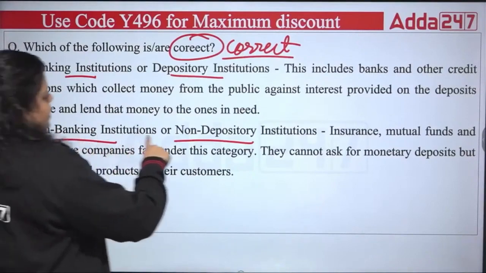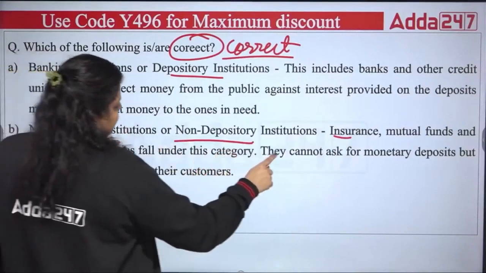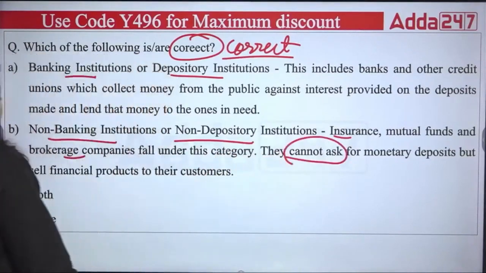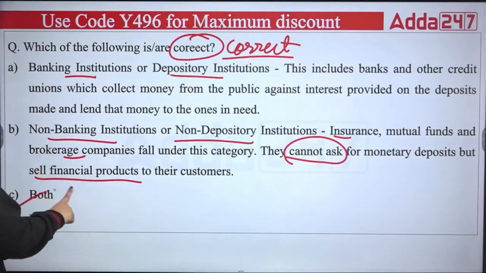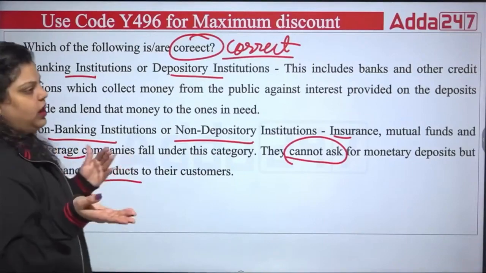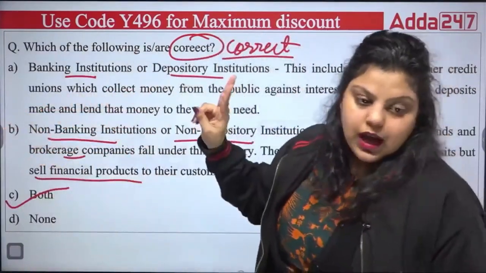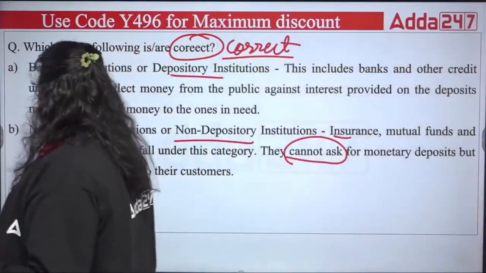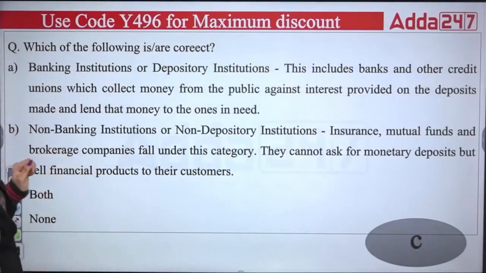Now, non-banking institutions: insurance, mutual fund and brokerage companies fall under this category. They cannot ask for monetary deposits, but they can sell products to their customers. Products and services we can say. And the right answer is both. Both definitions, of the banking institution and the non-banking institution, are correct. So the right answer will be C. Both are correct.